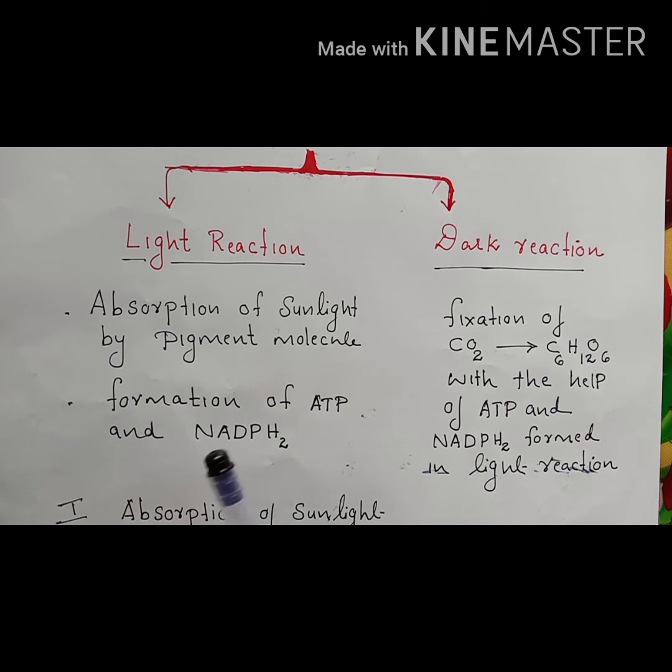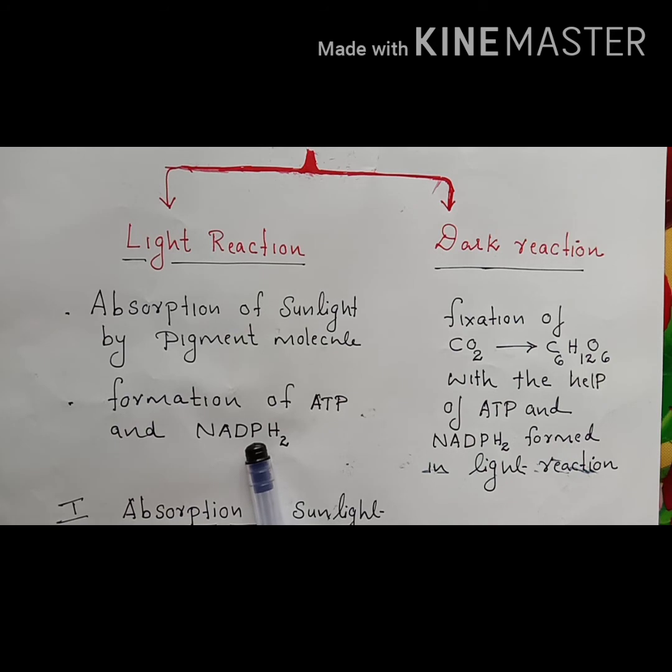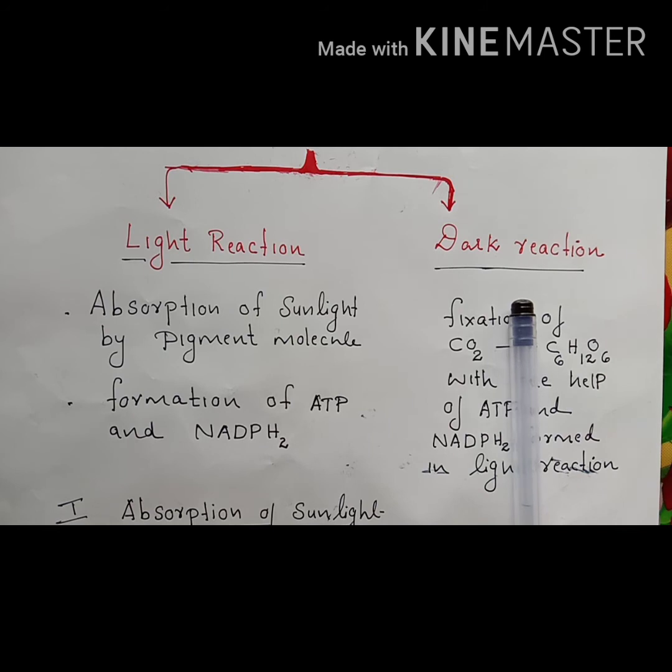So in the presence of sunlight, absorption of sunlight and formation of ATP and NADPH2 will occur. Even at night, which process can be seen? Dark reaction can be seen. So light reaction and dark reaction together are known as photosynthesis.